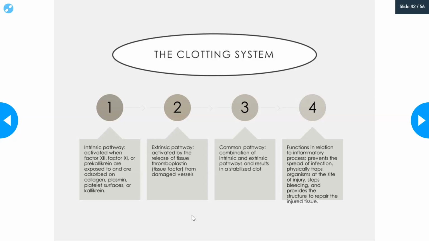The common pathway is a combination of the intrinsic and the extrinsic pathways and results in a stabilized clot. So you either activate intrinsic and then go to common, or extrinsic and go to common. That's usually what happens, and then you get a clot. The function of the clotting system in relation to inflammation is that it prevents the spread of the infection, it physically traps organisms at the site of injury, it stops bleeding, and it provides the structure to repair the injured tissue.